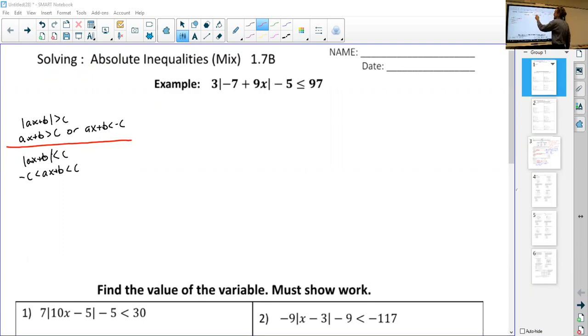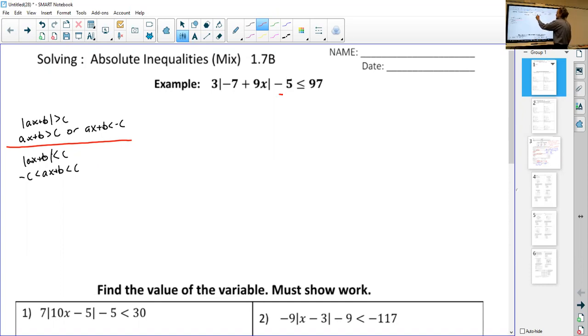So if we look at our equation, we have 3 times the absolute value of -7 plus 9x, minus 5, less than or equal to 97. So if you remember yesterday, and I put them up here, are 2 rules for what to do with an absolute inequality. And the key here is before we can even look at those rules, we need to isolate the absolute value. So before we do anything else, we need to get rid of everything from the left-hand side except for what's in the absolute value. So I want to get rid of this -5 and this times 3.